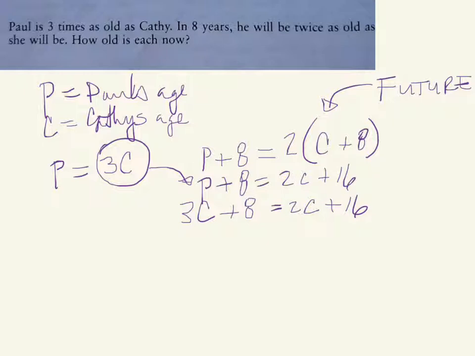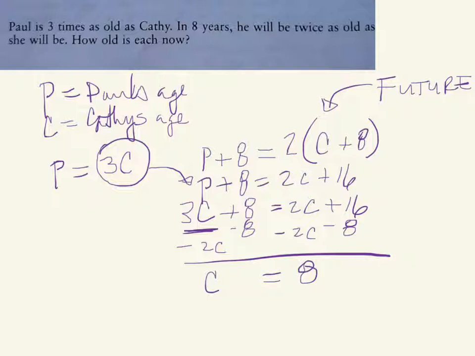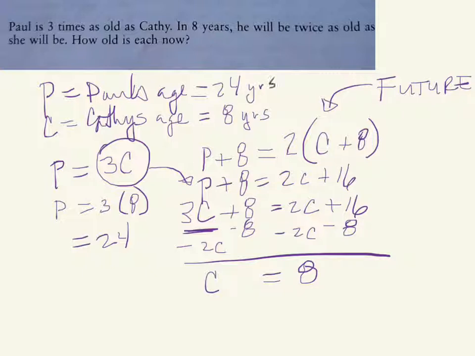Okay, let's get the C's over on this side right here. So let's subtract 2C minus 2C. Let's get rid of this 8, get it over here on the right-hand side. So you've got C equals 8. Kathy's 8 years old. Well, what's Paul? Paul is 3 times that 8, so he's 24 years old. Right there's your answer.